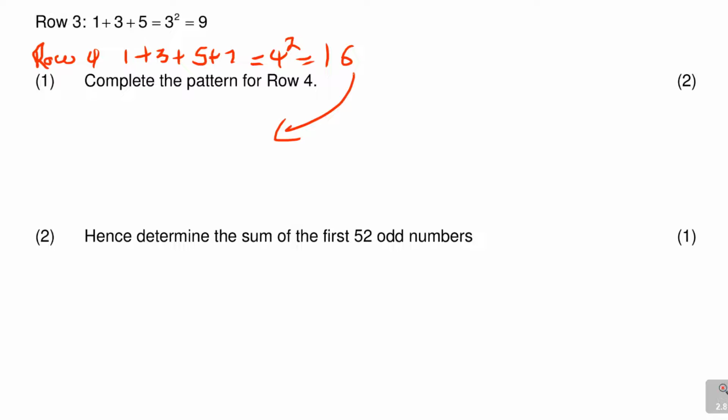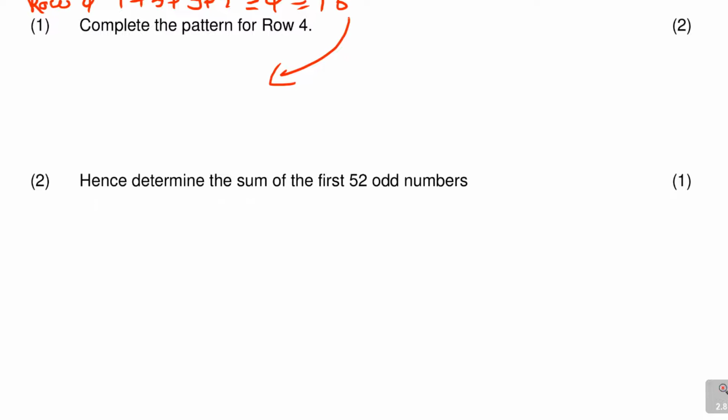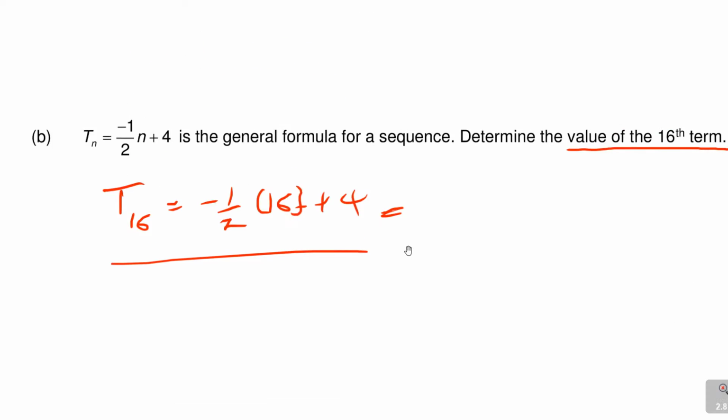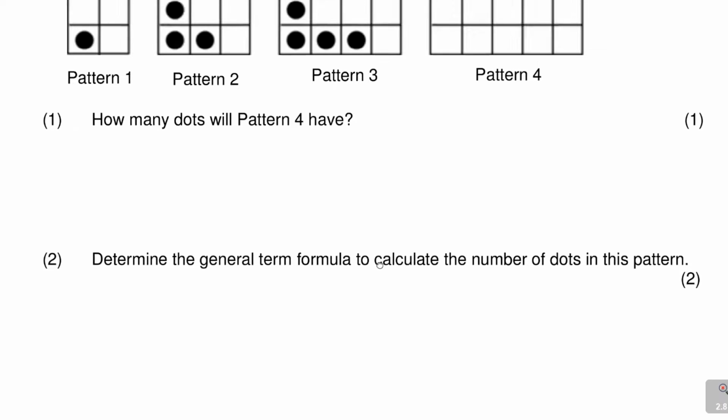So here, look at it. You've got already a pattern here, which says hence determine the sum of the first 52 odd numbers. Look, we have got 1. This is like T1, it's 1 mark, so it mustn't be much. So it's 1, 3, 5, 7. So you see what you do, you are adding what? A 2. You are adding a 2. You are adding a 2. Isn't this the same as this one? It's the same thing. We got the formula here.